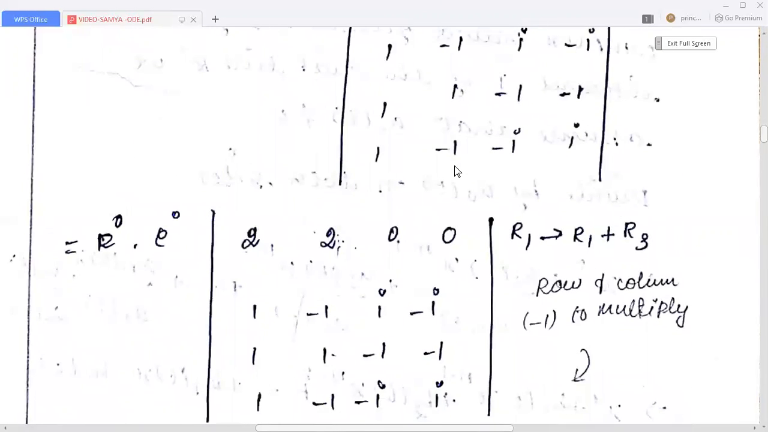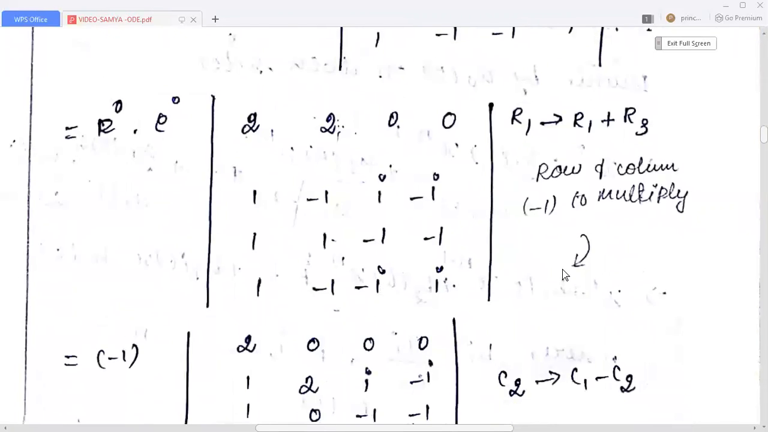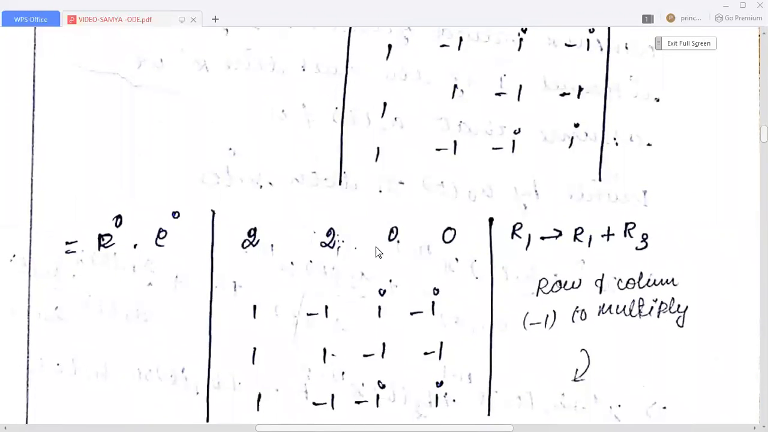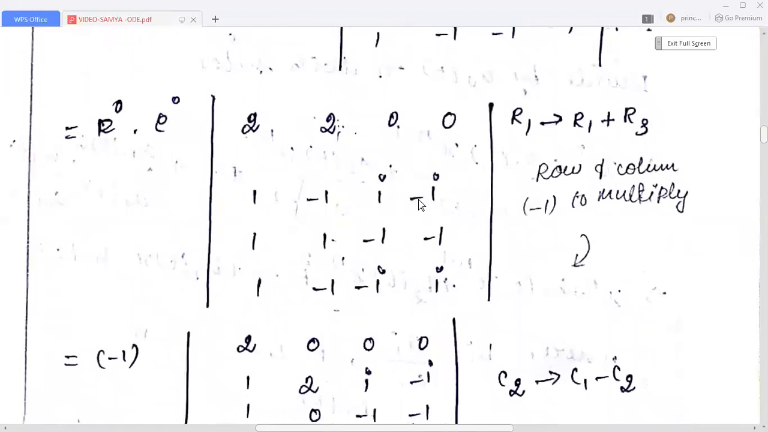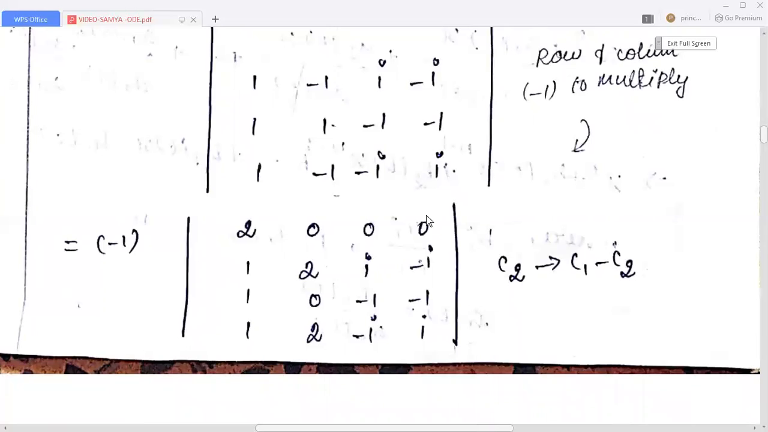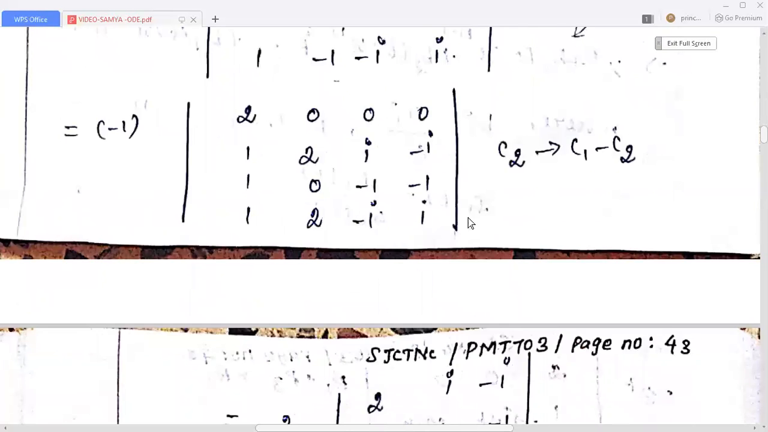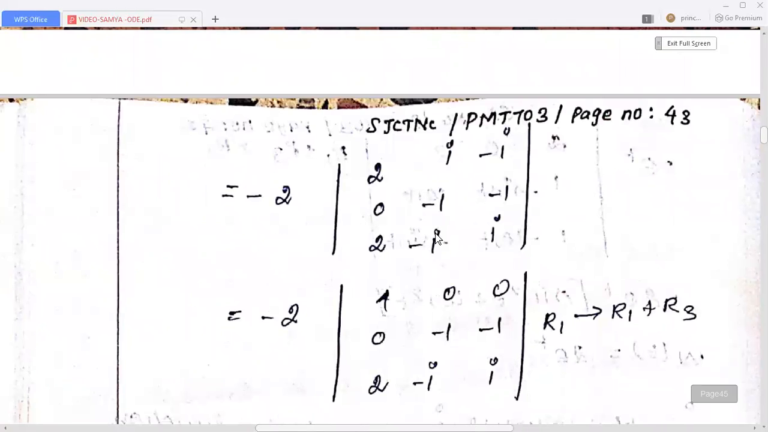Here we simplify this determinant using elementary row operations. So here we have 2 zeros in this determinant. Now again we apply the operation C2 goes to C1 minus C2. Then this determinant can be reduced to a 3 cross 3 determinant. So this is a convenient form where we can expand the determinant very easily.